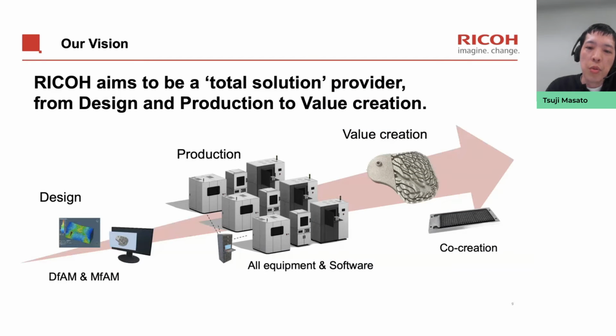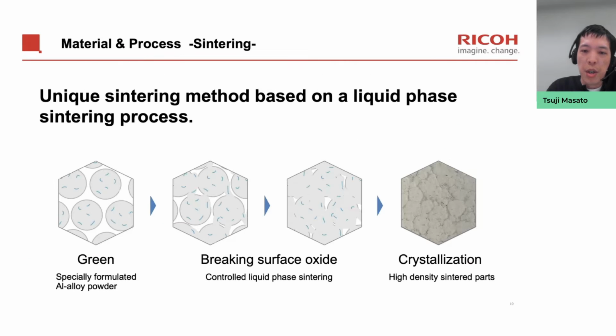We aim to be a total solution provider from design and production to value creation to address the challenges our customers face. To achieve this, we are accumulating expertise in DFAM using ToffeeX and other software, providing support to optimize our customers' product design. And as I mentioned earlier, binder jetting involves multiple processes such as sintering in addition to the printing process. These are our visions, and I will also share the technical features.